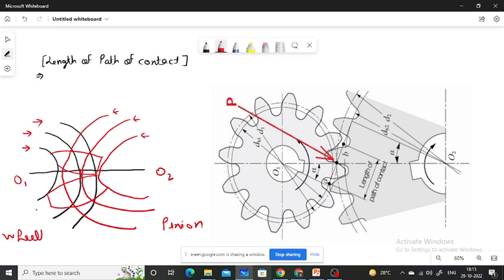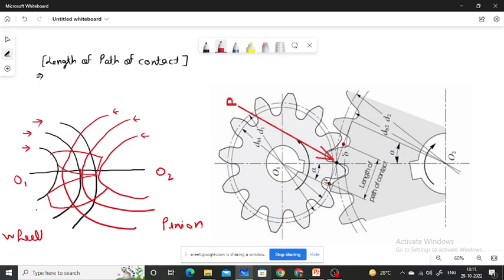This is the first point of contact, and this is the disengagement of the teeth. This is the first point of engagement of the teeth and the disengagement of the teeth.